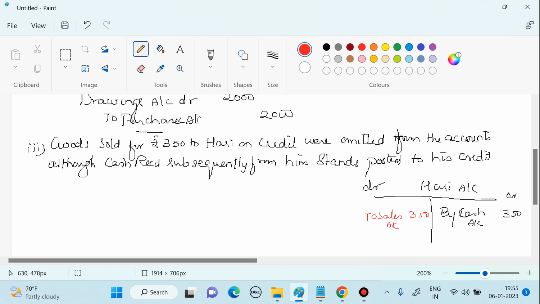So what will you do? You'll have to record it. So basically, you can rectify it by recording the sales transaction. Hari account debit to sales. Clear, everybody? Yes, ma'am.